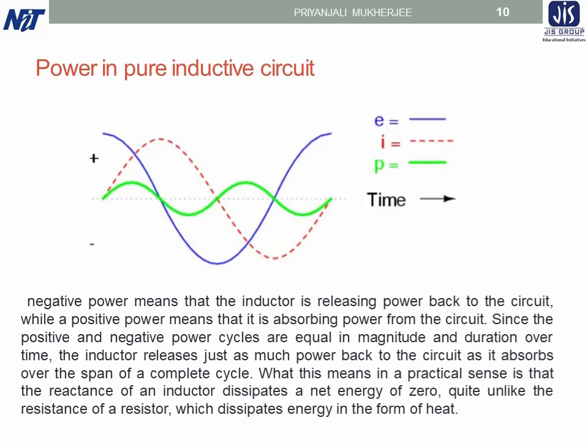So a proportion of power is continuously exchanged between the field and the inductive circuit, and power consumed by the pure inductive coil is zero. And in a practical sense, the reactance of an inductor dissipates a net energy of zero, which is unlike the resistance of a resistor, which dissipates energy in the form of heat.